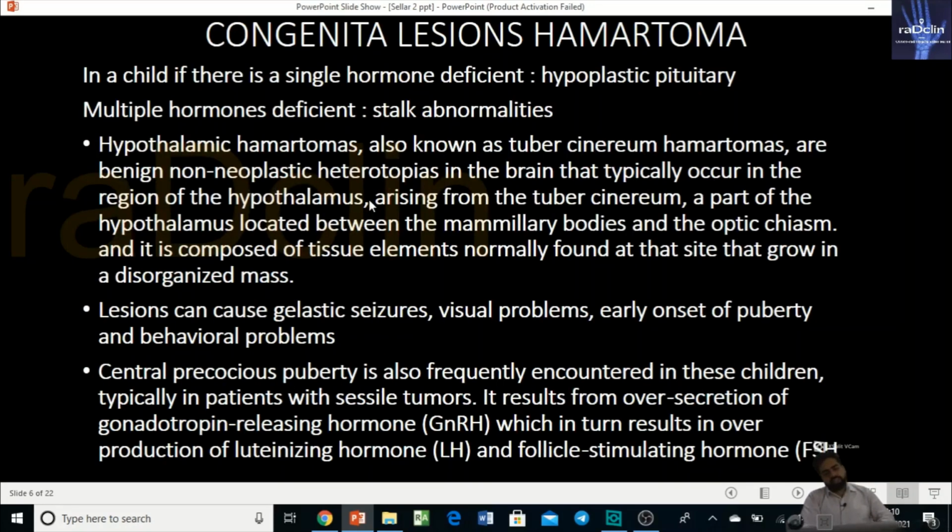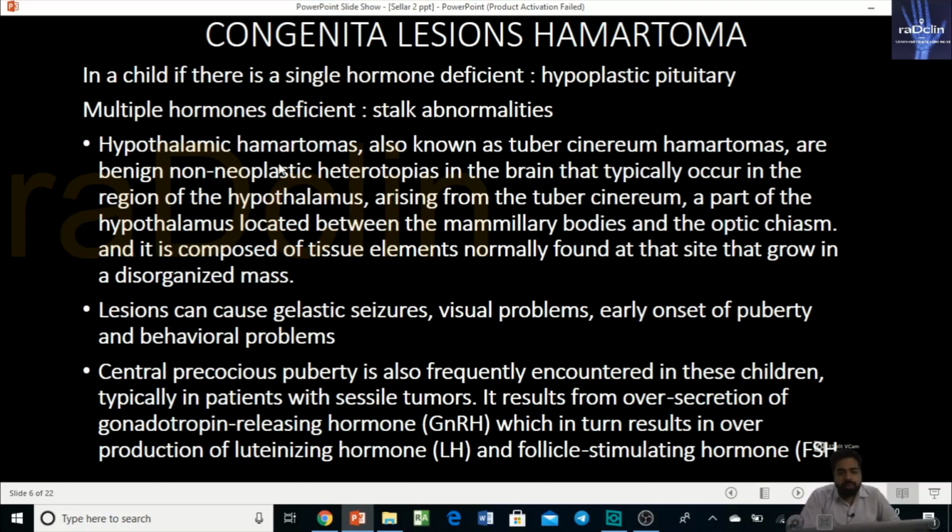Now, there are certain congenital lesions that we need to know, the most common of which is hamartoma. We need to know that if there is a child with a single hormonal deficiency, more or less the disease is concentrated in the pituitary gland itself. However, if there are multiple hormones that are deficient in a child, then stalk abnormalities need to be considered first.